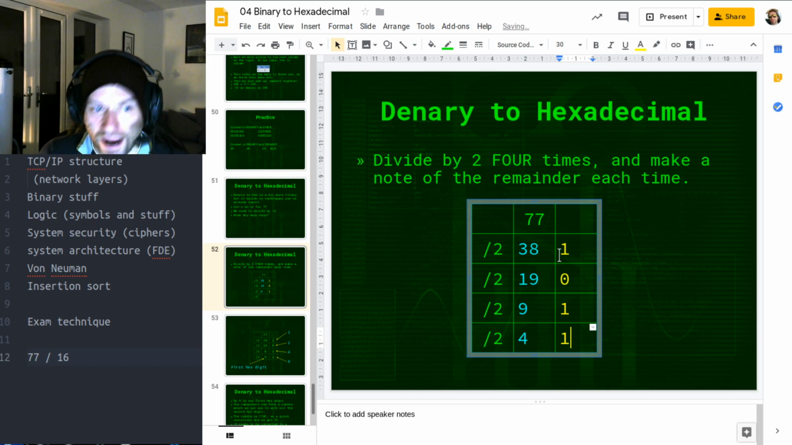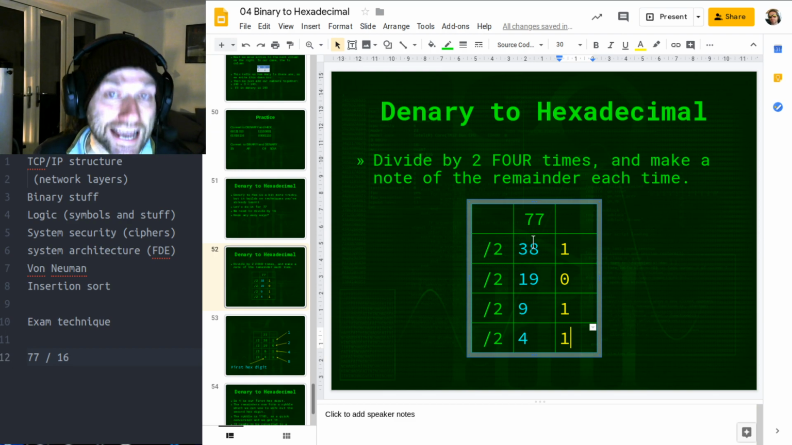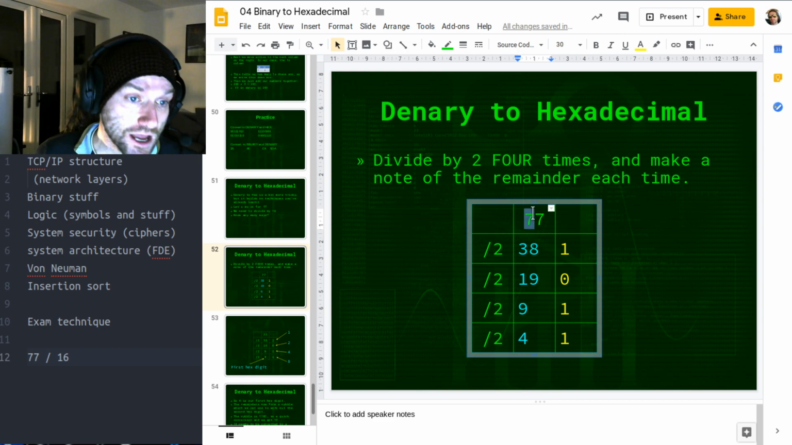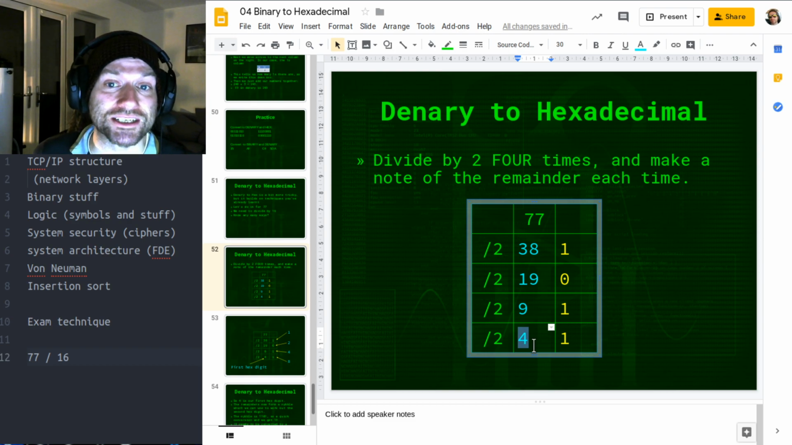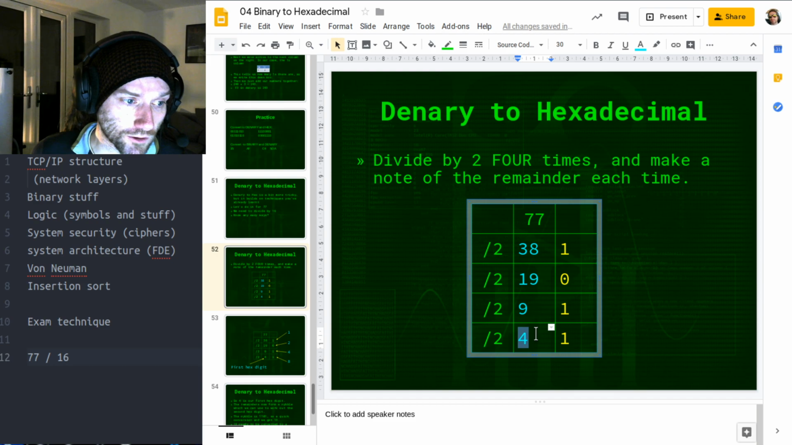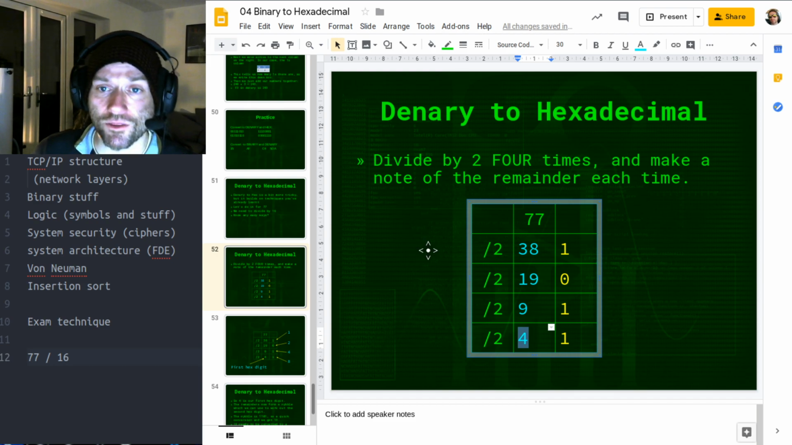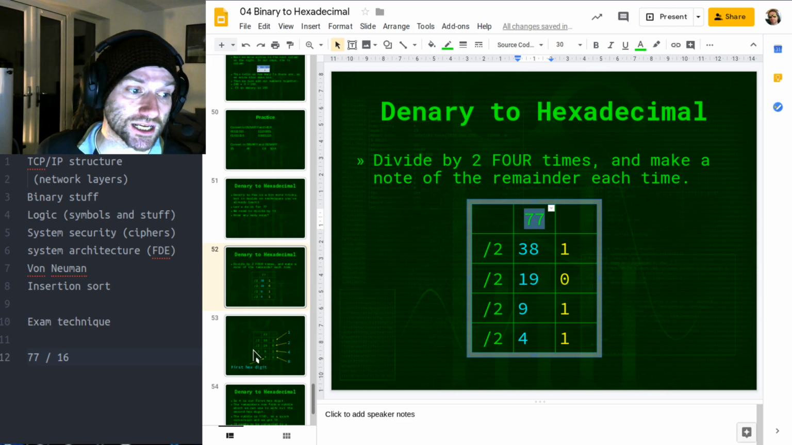Okay? So now we've filled out this little table. We've divided 77 by 2 four times. If you divide a number by 2 four times, that is the same as dividing it by 16. So 77 divided by 16 is 4, which means our first digit is 4. Okay, the first hex digit. When converting 77 denary into hexadecimal, the first digit is 4.